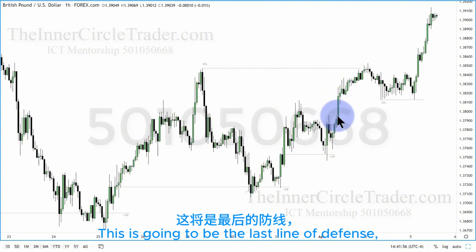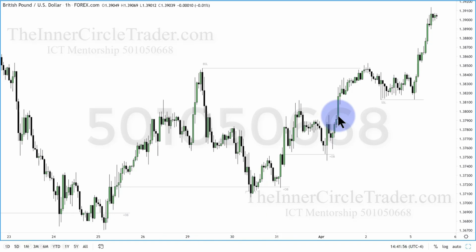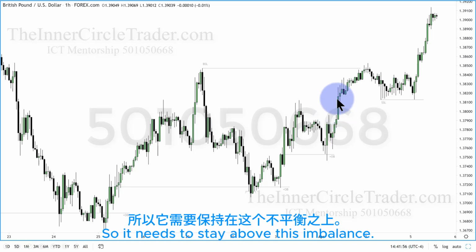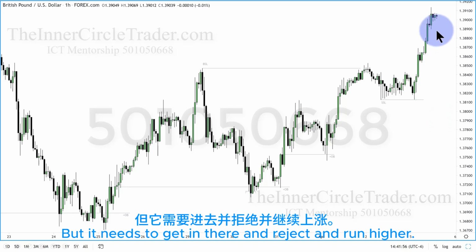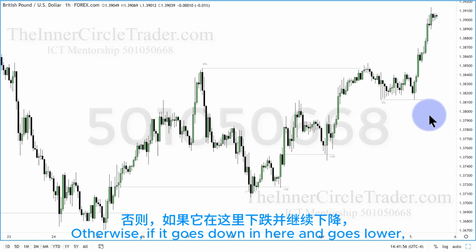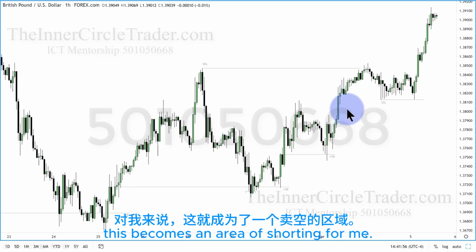This is going to be the last line of defense, in my opinion, for the bulls. So it needs to stay above this imbalance. It can trade down into it, but it needs to get in there and reject and run higher. Otherwise, if it goes down in here and goes lower, this becomes an area of shorting for me.